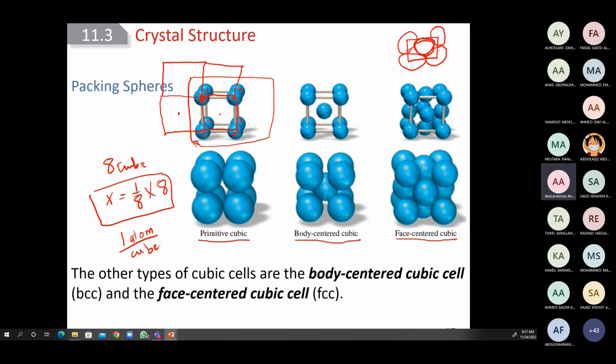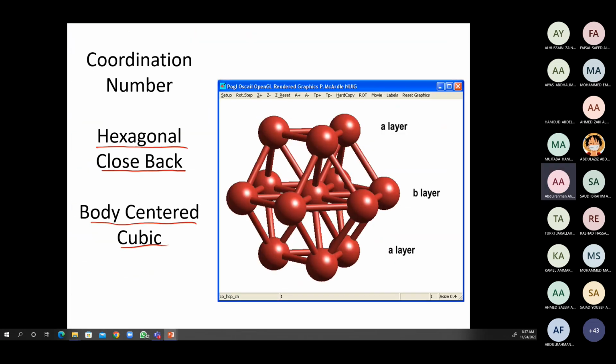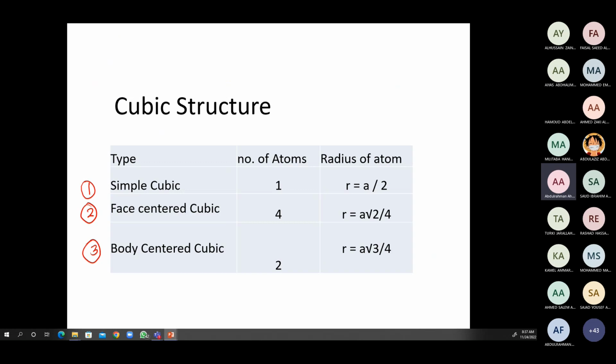In the body center, this one, there will be 2 atoms. I'm not going to explain it, but if you sit down at home and study it, you will be able to do it. 2 atoms per cube. And in the face center, how many? We have 4 atoms per cube. Clear? Yes. I put this in this table. So I just simply want you to memorize this table. Write it now. Write it in your notes, because I will give you a problem in a while.